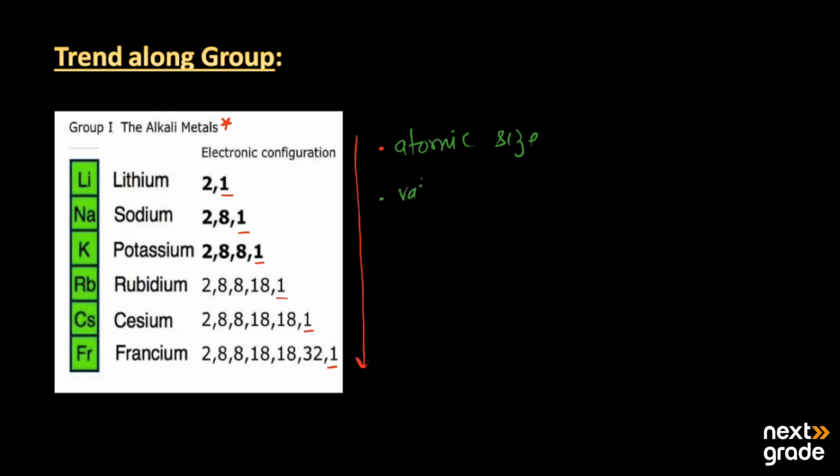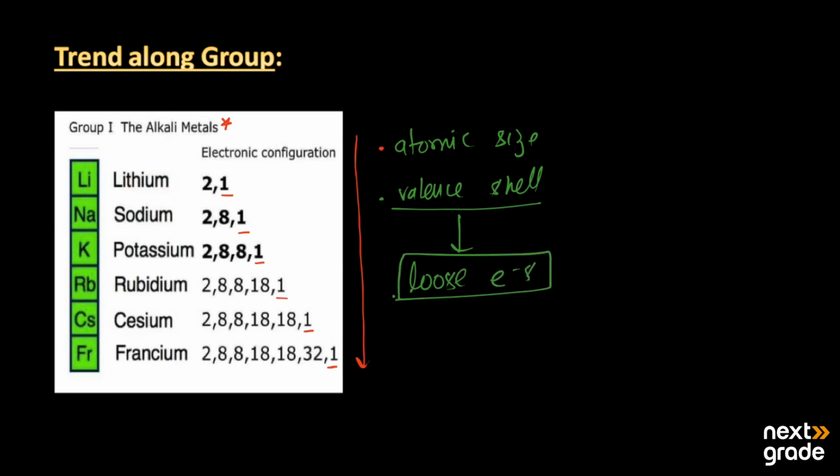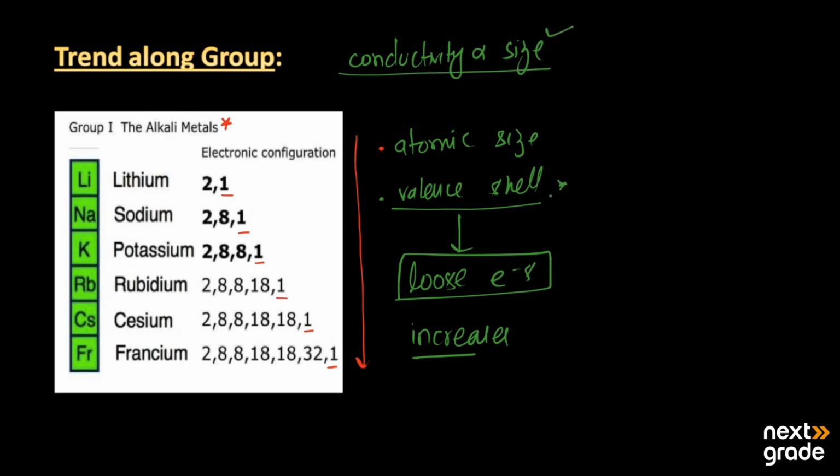So the valence shell is moving away from the nucleus. As the valence shell moves away from the nucleus, it becomes easier for the atoms to lose electrons. In turn, their electrical conductivity increases as we move down the group. The reason is that their conductivity is directly proportional to their size. When we move down, size increases, and in turn the electrical conductivity of alkali metals also increases.